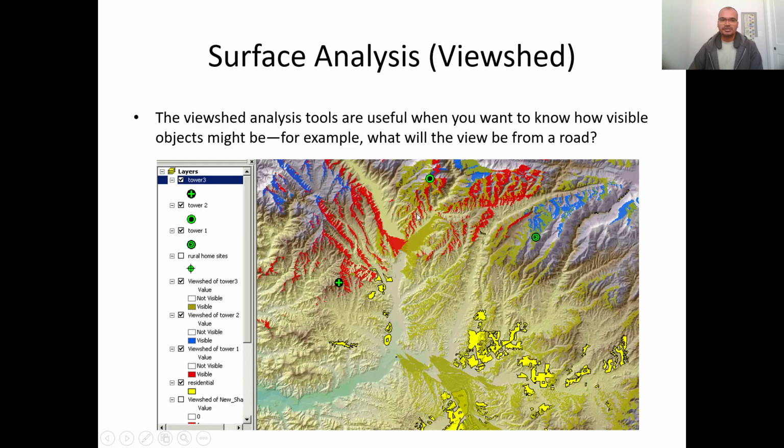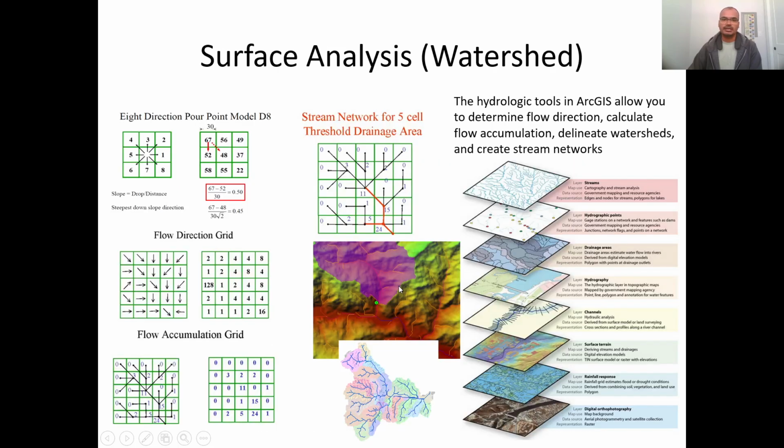You can even use the digital elevation model for viewshed analysis. For example, here there are three towers. From this tower, these are all the areas that are visible. From this tower, these blue colored areas are visible. From this tower, these red colored areas are visible. You can easily perform viewshed analysis, which is often useful for identifying the visible objects from a particular location, especially for locating a new cell phone tower or engineering project. This kind of analysis is very fundamental.